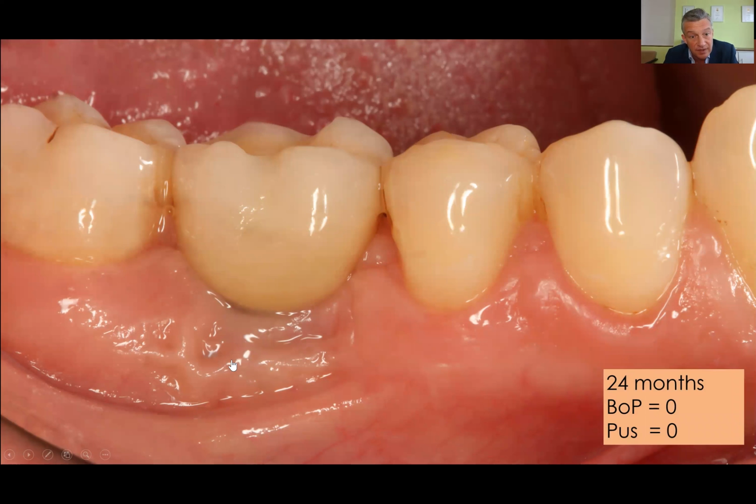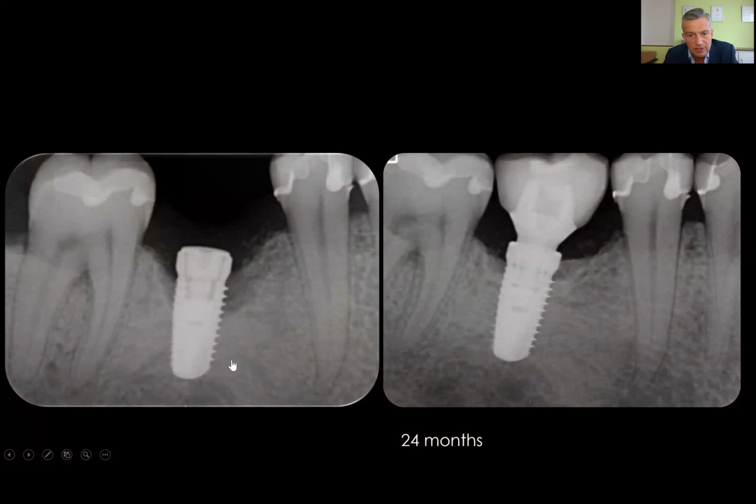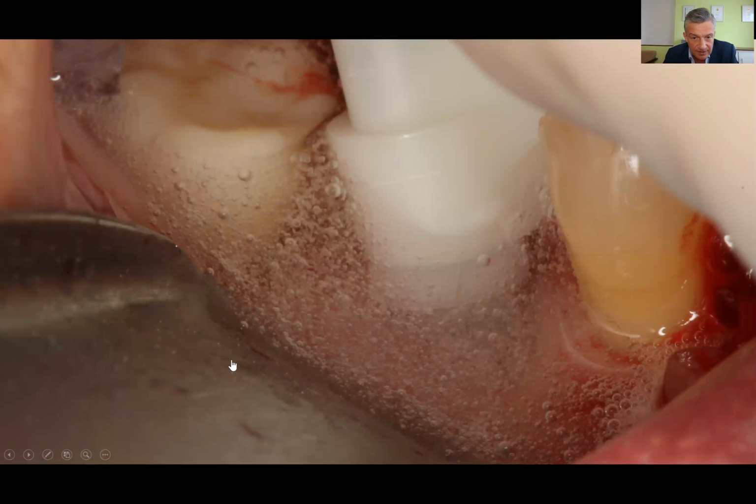Now we replaced the old crown. This is 24 months now, no bleeding, no pus, and the lingual aspect. Of course, we had some recession in this case, which also needs to be taken into consideration. And the X-ray after 24 months. We have more and more cases which we follow up for 2 years now. And again, the study will be finalized within the next weeks and submitted for publication.